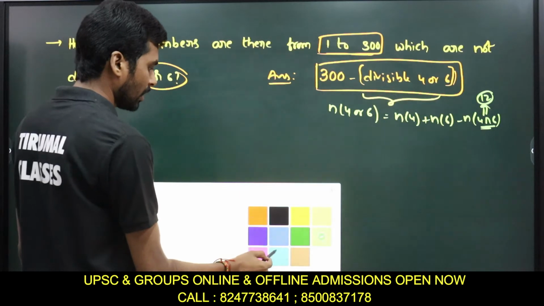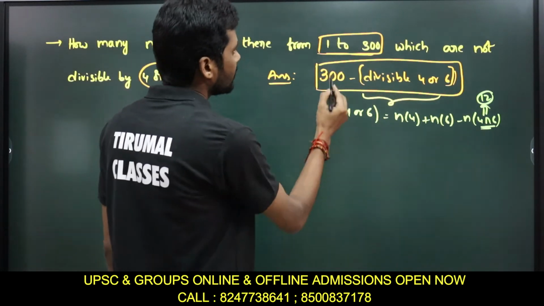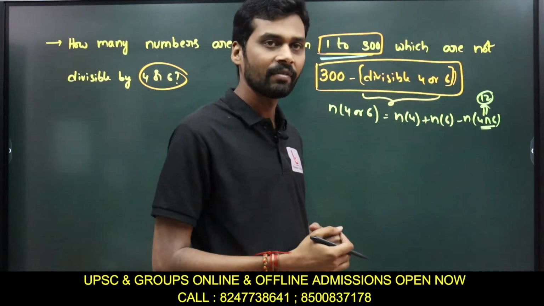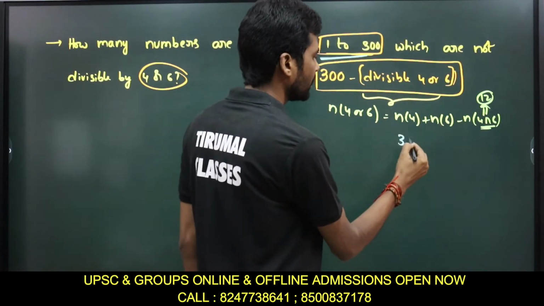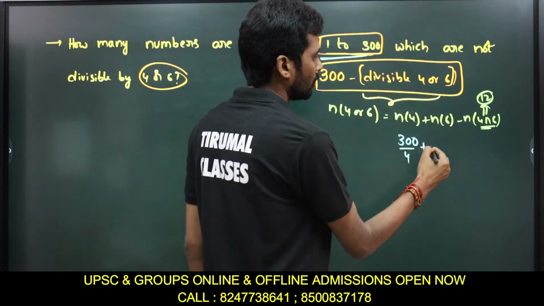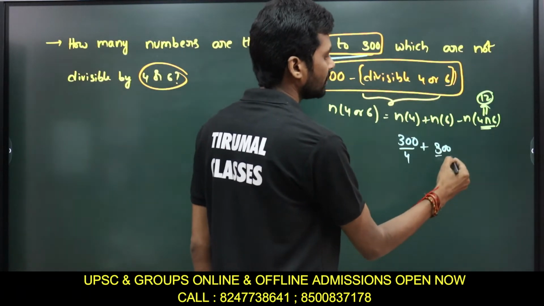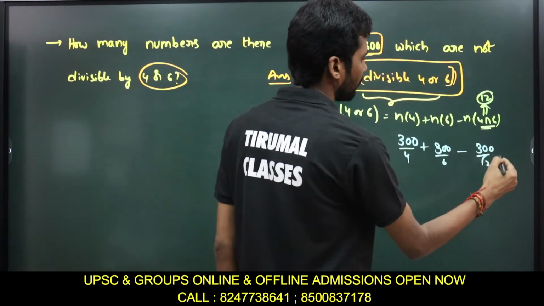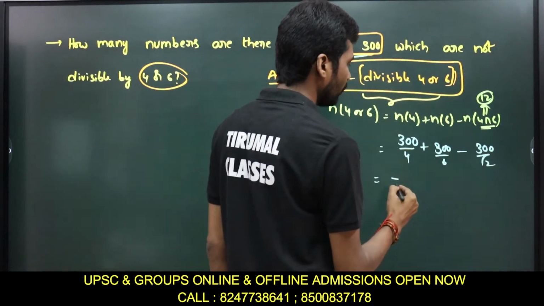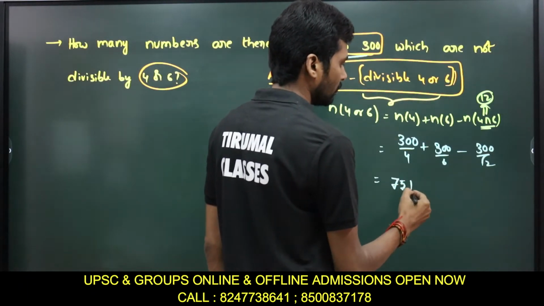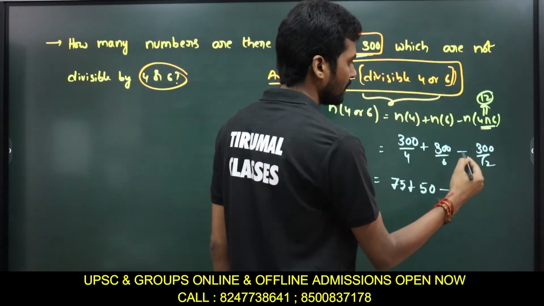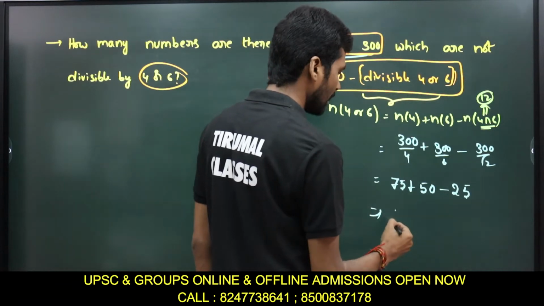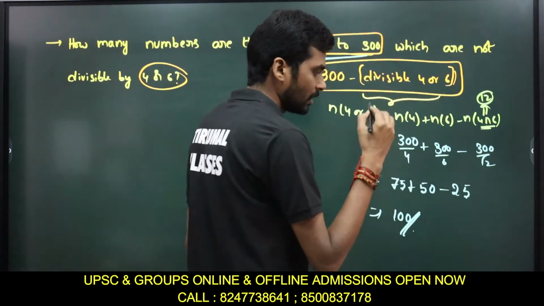What is the n of 4 value? See here, the numbers are from 1 to 300. When 1 to 300 is given, we can directly take the values. So that is the quotient of 300 by 4, plus 300 by 6 quotient, minus 300 by 12. 4 7 is 28, 4 5 is 20. Next 6 50 is 300, minus 12 2 is 24, 12 25 is 300. Okay, so what is the value? 100.